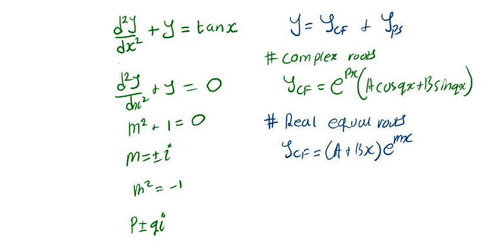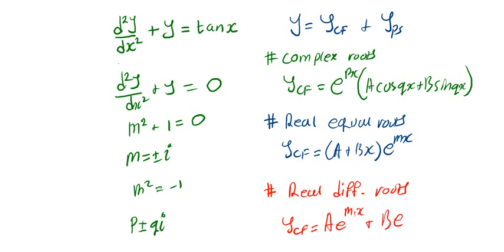Okay, so now let's look at the third part, which is the real distinct roots. Real, let me say different roots or distinct roots, whichever, it's the same. For real distinct roots, your complementary function will be equal to a e^(m1x) + b e^(m2x). This is a situation whereby, for example, your m1 was equal to 1, then maybe your m2 was equal to 5. This is what we mean when you have real distinct roots.